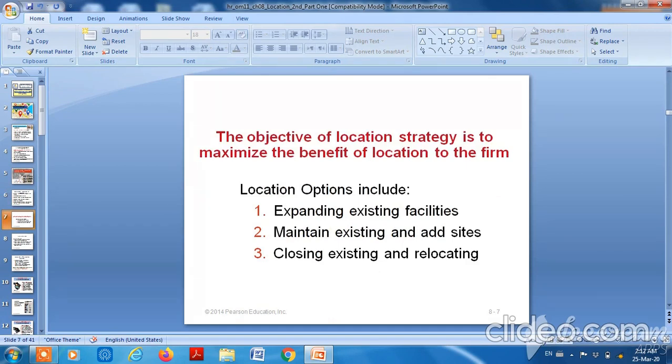So, after studying this chapter, you will be able to decide about it. The study of this topic, location strategies, can help you with these options. First, you may decide to expand existing facilities. Two, you may decide to maintain existing facilities and add another site or other sites. Third, you may decide to close the existing facilities and relocate to another facility or other facilities.